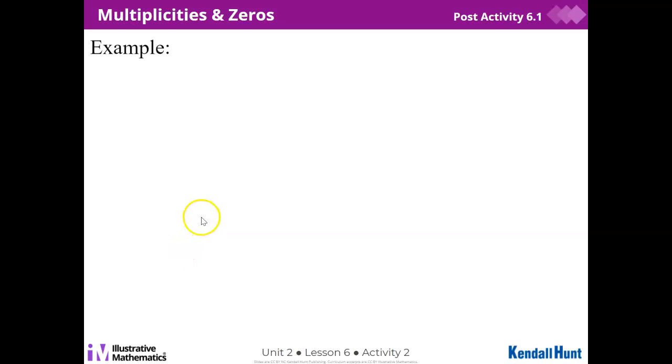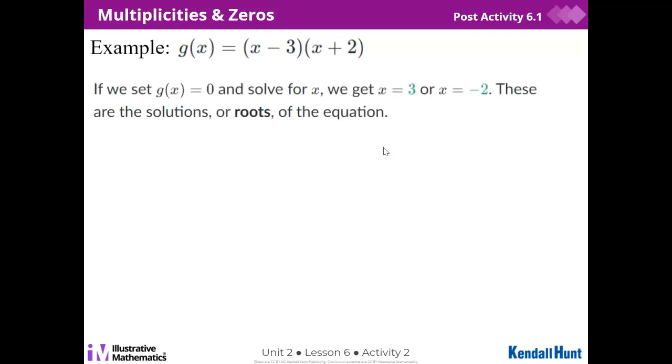All right, so we're going to start here today with an example. We have a function g of x equals, in factored form, x minus 3 times x plus 2. If I were to ask you what the solutions are when g of x equals 0, then we would simply use the zero product property. We'd set x minus 3 equal to 0, x plus 2 equal to 0, and we get two solutions, x equals 3 or x equals negative 2.